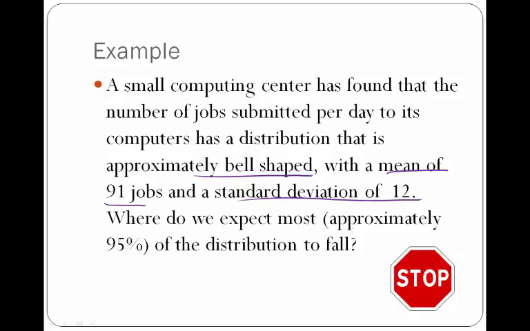Where do we expect most of the distribution to fall? And most, they mean 95%. We know from the empirical rule that 95% of a distribution, if it's normally distributed, falls between 2 standard deviations below and 2 standard deviations above the mean. So stop and see if you can work this before you look at the solution on the next slide.